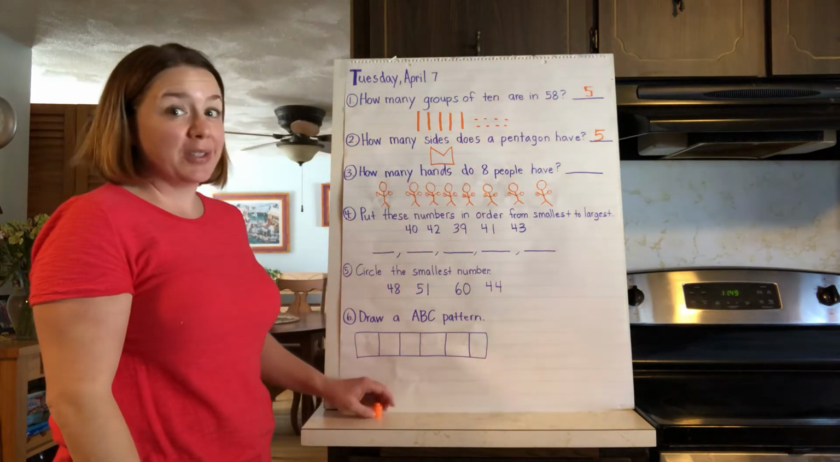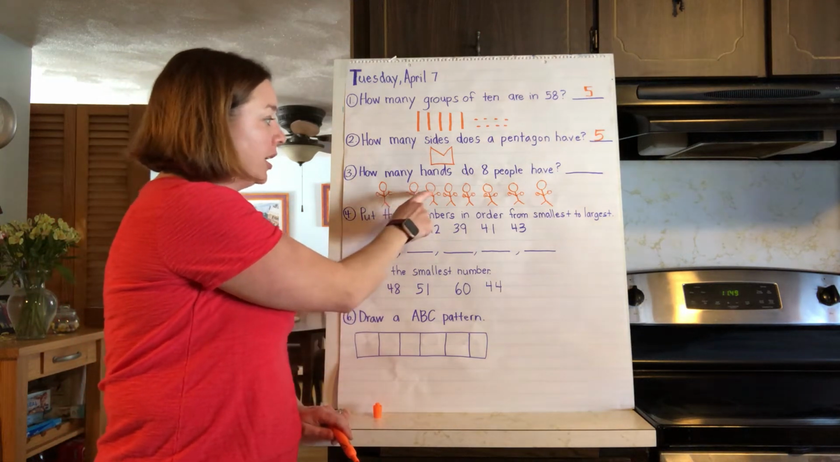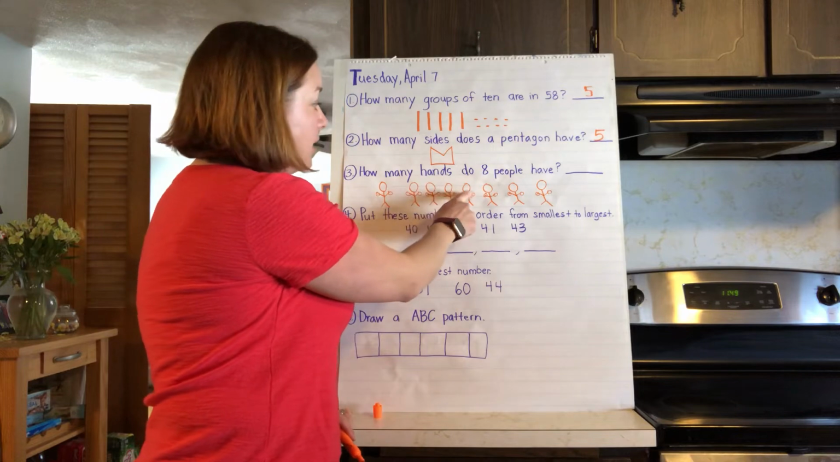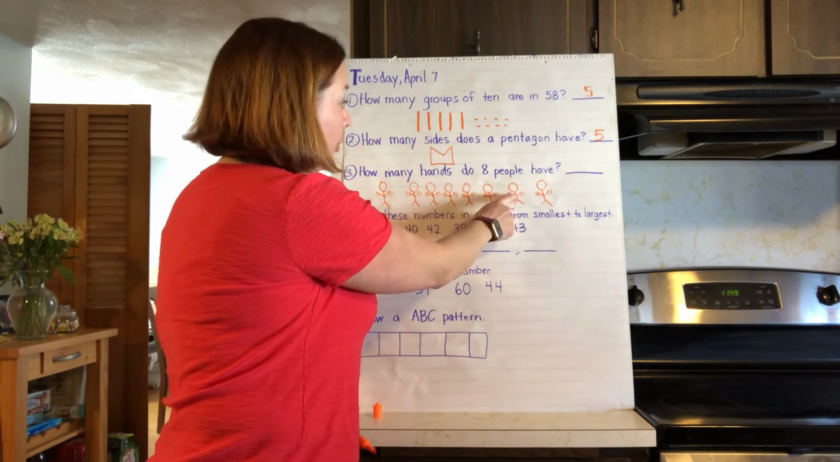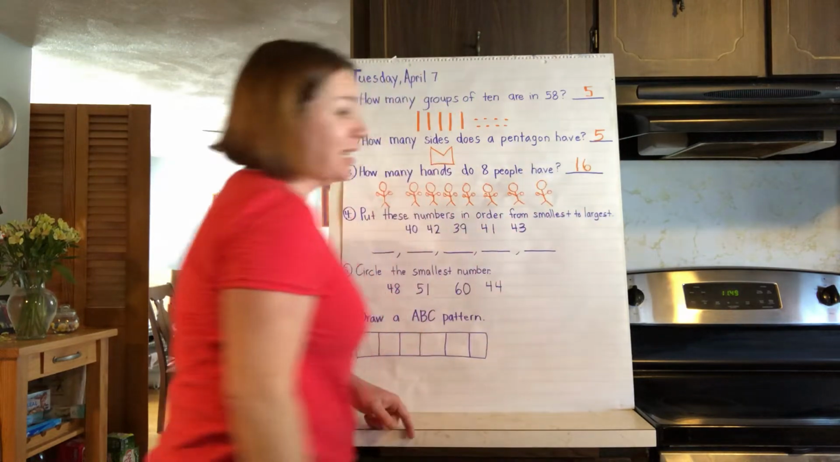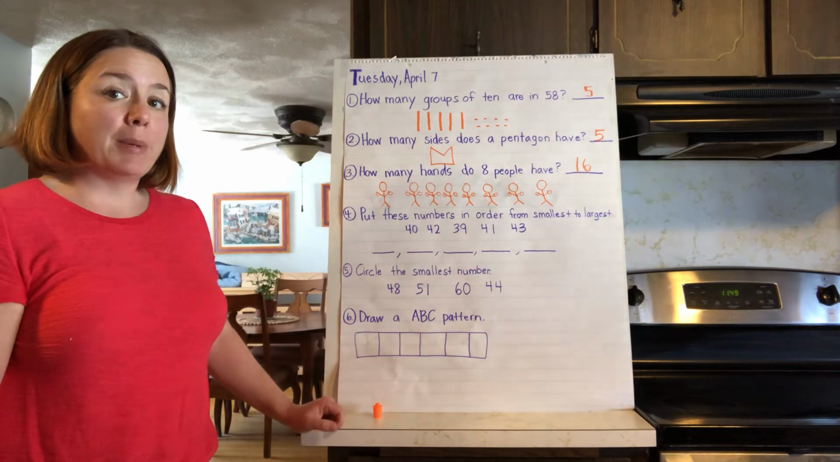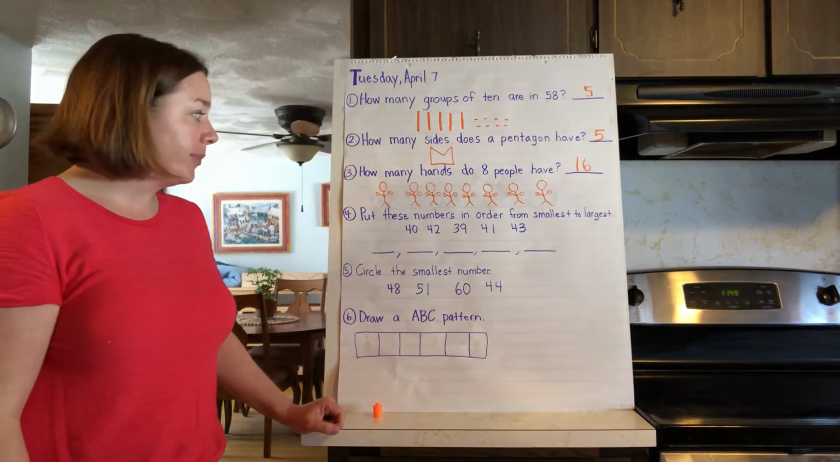I drew 2 hands on each person, so I'm going to count by 2s. 2, 4, 6, 8, 10, 12, 14, 16. 8 people would have 16 hands. I counted by 2 because people have 2 hands.